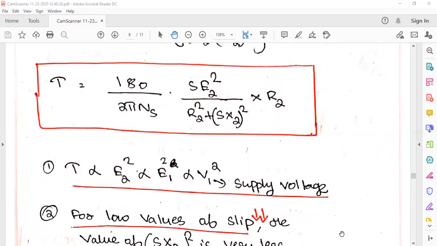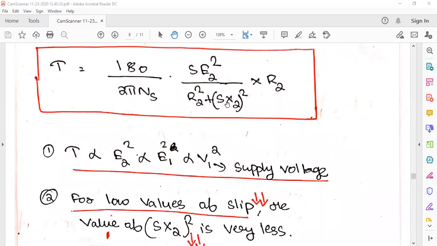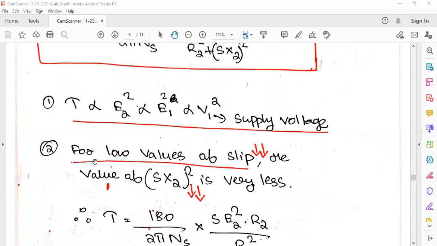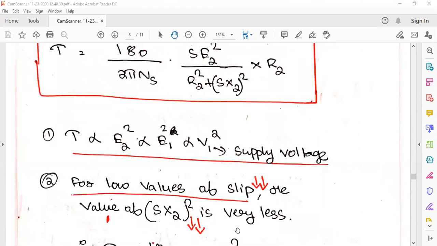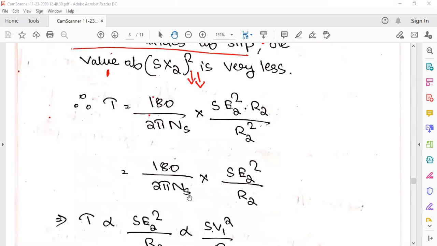Now one condition: for low values of slip, when the value of slip is very less, we can neglect it. For example, 0.0001 into some reactance will be a very small value, so SX2 the whole square will be very small. In that case, the equation for torque will be T is equal to 180 by 2 pi Ns into S E2 square into R2 by R2 square, that is 180 by 2 pi Ns into S E2 square by R2.